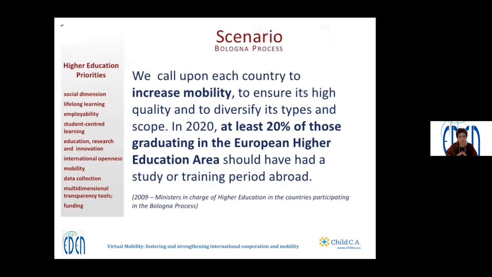But the idea and the wish in 2009 of the European Bologna process was that in 2020, at least 20% of those graduating in the European higher education area should have had a study or training period abroad.